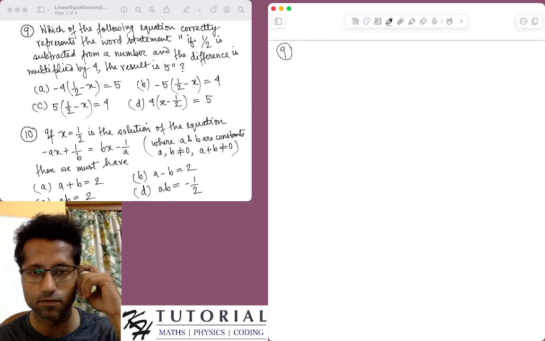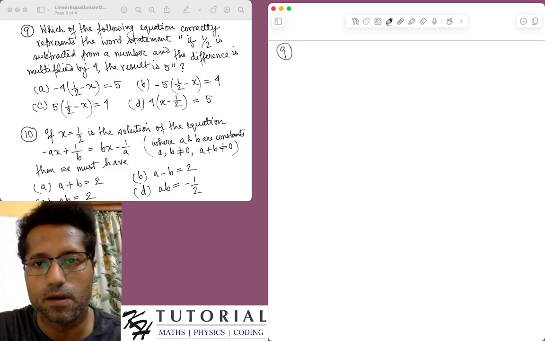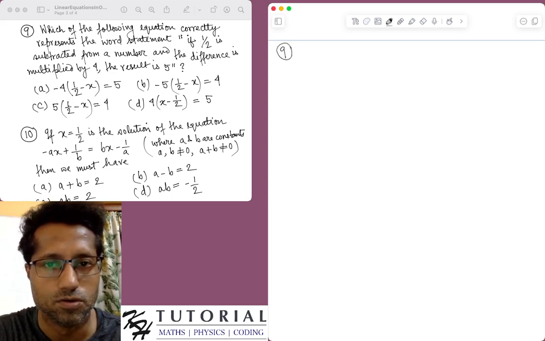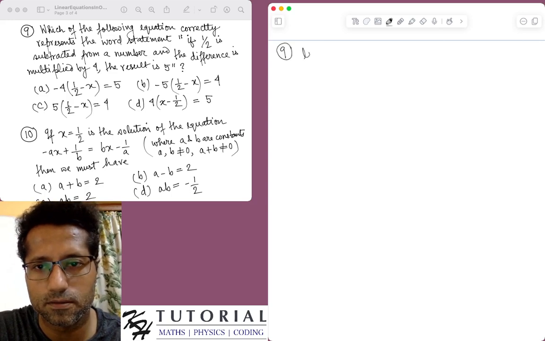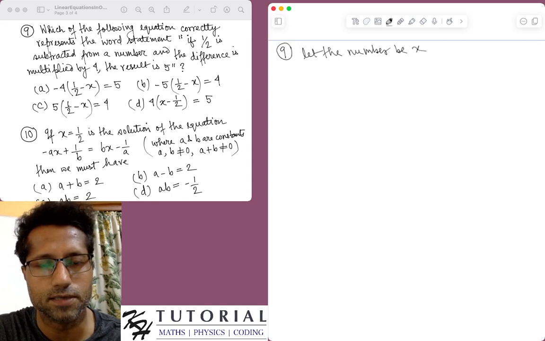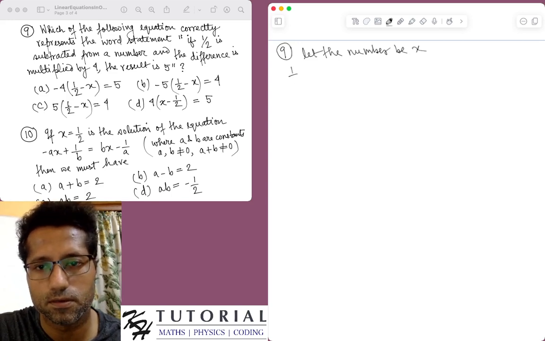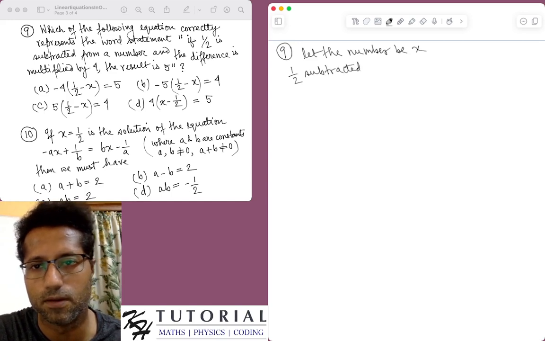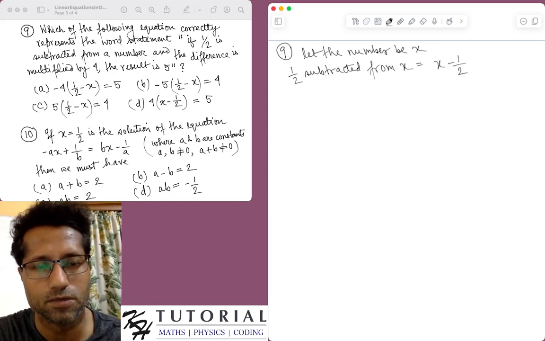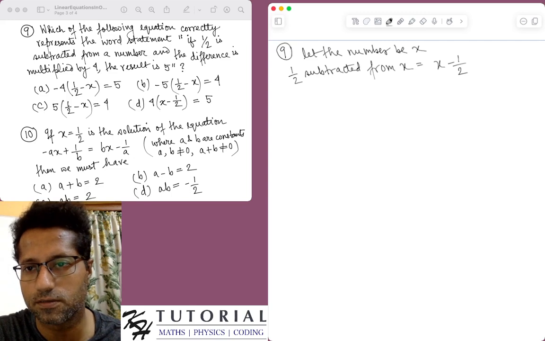Okay, so let's try to understand the word statement and form the linear equation based on it. So it is talking about a number. Okay, so let the number be x. It says if half is subtracted from a number. Half subtracted from the number means from x is x minus half.